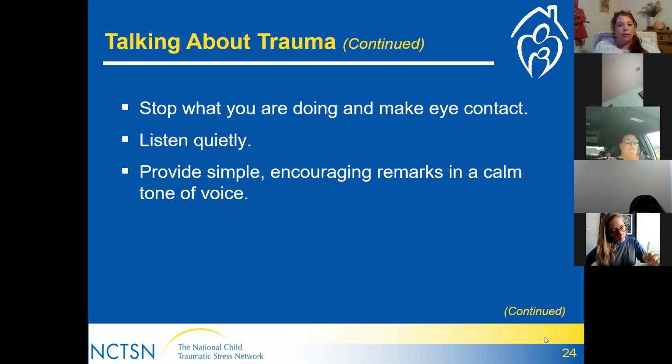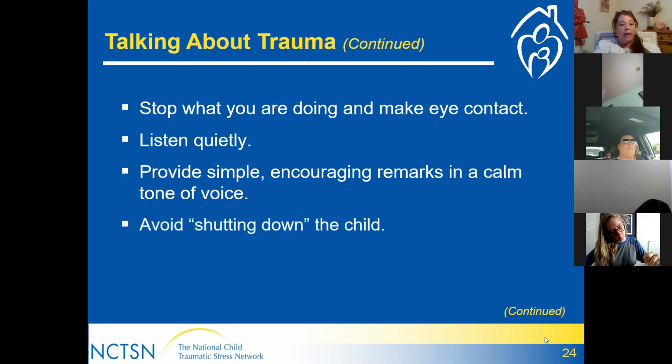Provide simple, encouraging remarks in a calm tone of voice. So after we've validated, then we can provide that encouragement in a calm way. And avoid shutting down the child. Every child is going to shut down differently. I've mentioned some of mine that shut down with the eye contact. Some of mine might shut down with a compliment. There are so many different ways that kids shut down, and maybe you'll try one way and they're going to shut down. And so the next time you have to try a different way, that's again where that tuning in becomes really important. Avoid anything that's going to shut down the child. Your big emotions could do it. So many things could cause them to shut down. So try to avoid all of those.